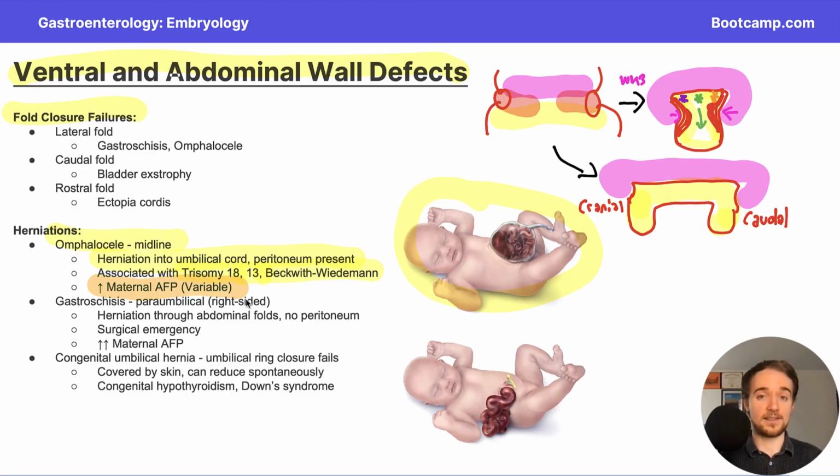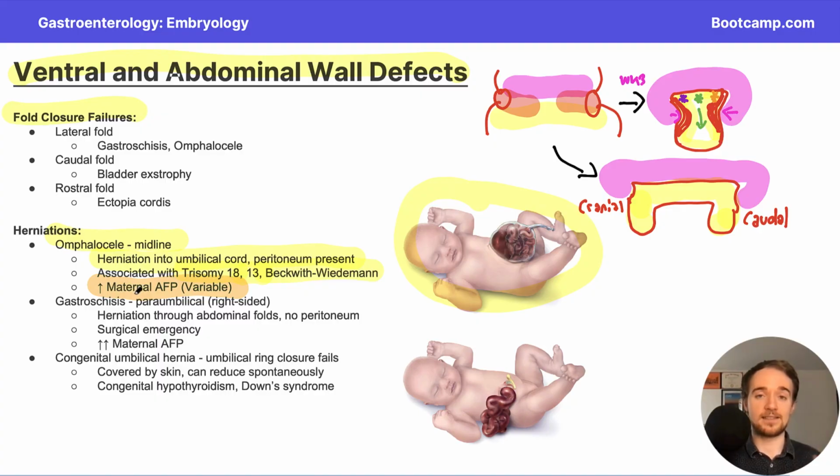Now, while omphalocele does present with that rise in maternal alpha-fetoprotein, trisomy 18 and 13 each present with a decrease in maternal alpha-fetoprotein. So you could actually end up with a normal maternal alpha-fetoprotein or an omphalocele that is hiding trisomy 18 or 13. So keep in mind that while trisomy 18 and 13 are associated with a decreased maternal alpha-fetoprotein, normally omphalocele is associated with an increase, but that is variable.